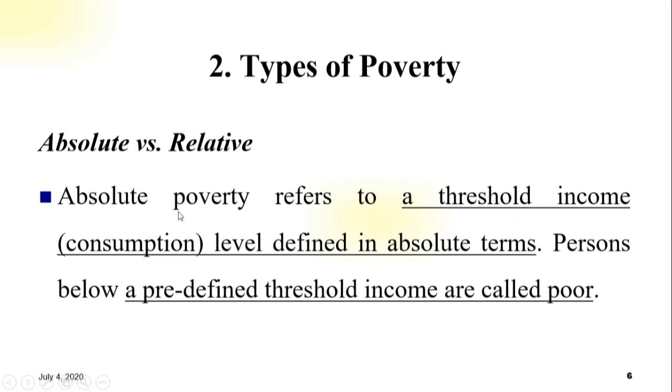In here, the first sentence, absolute poverty refers to a threshold income consumption level defined in absolute term. But one more sentence, a predefined threshold income are called poor. The first one we talk about absolute term, and here we talk a predefined threshold income are called poor, different.